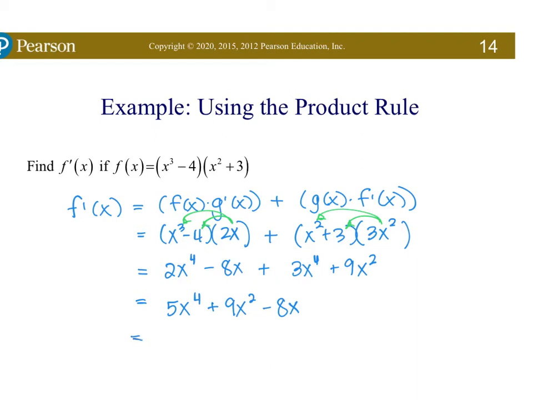You could also write that with a common factor of x taken out, and 5x to the 3rd plus 9x minus 8. There's not a real advantage to doing it this way. You could leave it in either one of those forms and either one would be acceptable. I would probably stop here unless I was going on to do something more with this, like finding horizontal tangents or something, but for just finding the derivative, you could probably stop in the polynomial form.